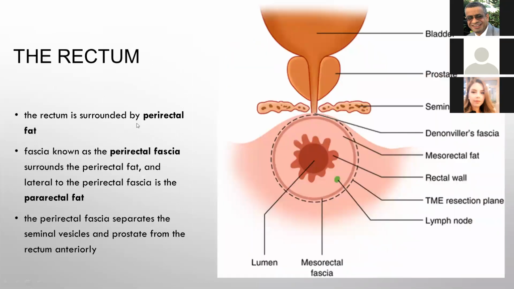The rectum is surrounded by perirectal fat, and a fascia known as the perirectal fascia surrounds the perirectal fat. Lateral to the perirectal fascia is the pararectal fat. The perirectal fascia separates the seminal vesicle and the prostate from the rectum anteriorly.